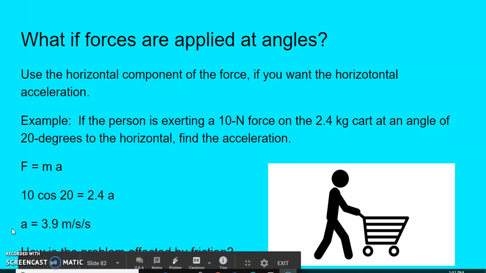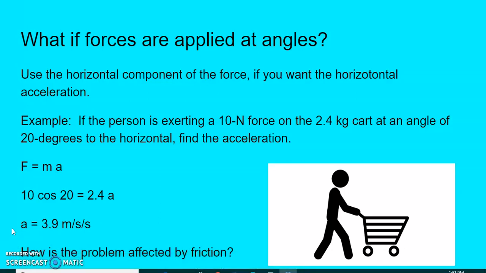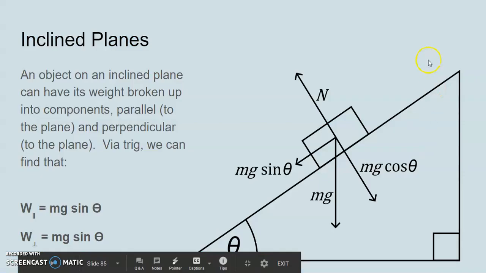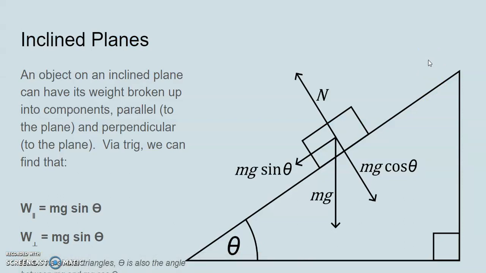Okay, as I said, problems can get a little bit tricky. For example, let's take a look at what happens when you're on an inclined plane. If you're on an inclined plane, it's almost as though you have a coordinate system that has been rotated by, in this case, theta degrees. Well, it's not that bad if we kind of play along with the rules of sine and cosine.